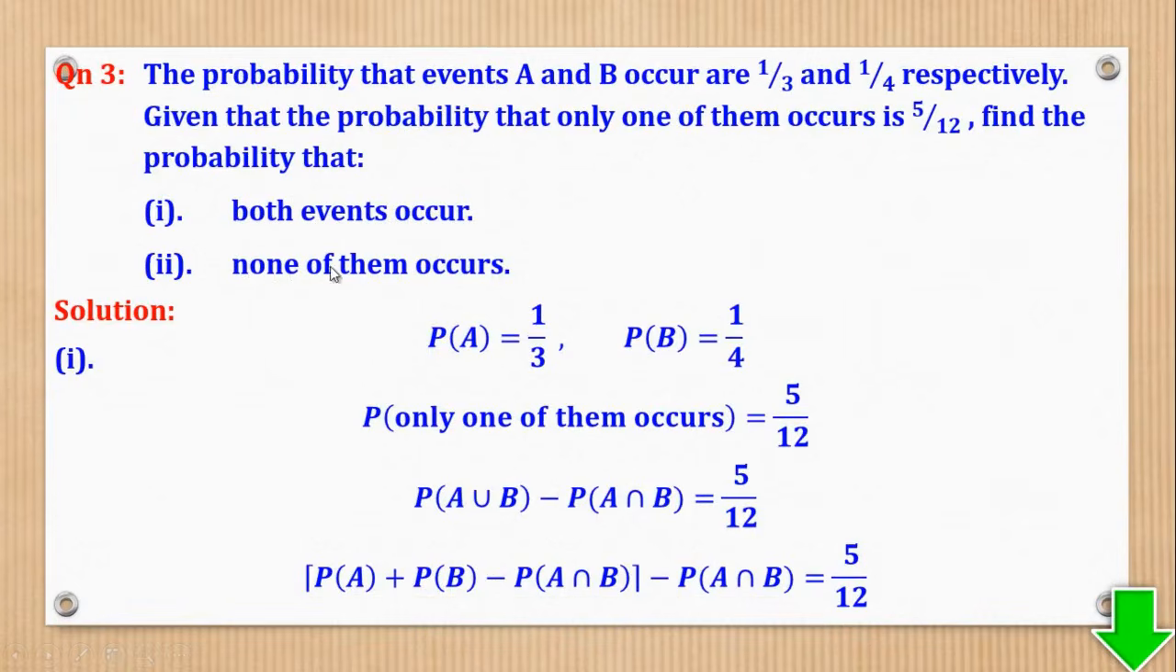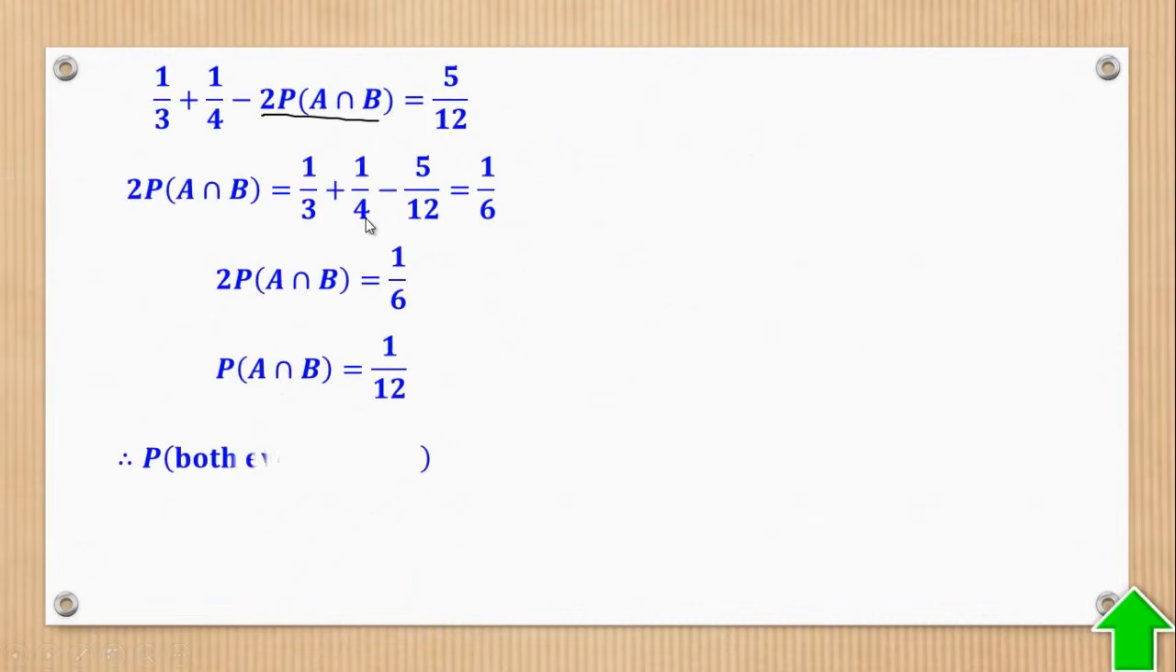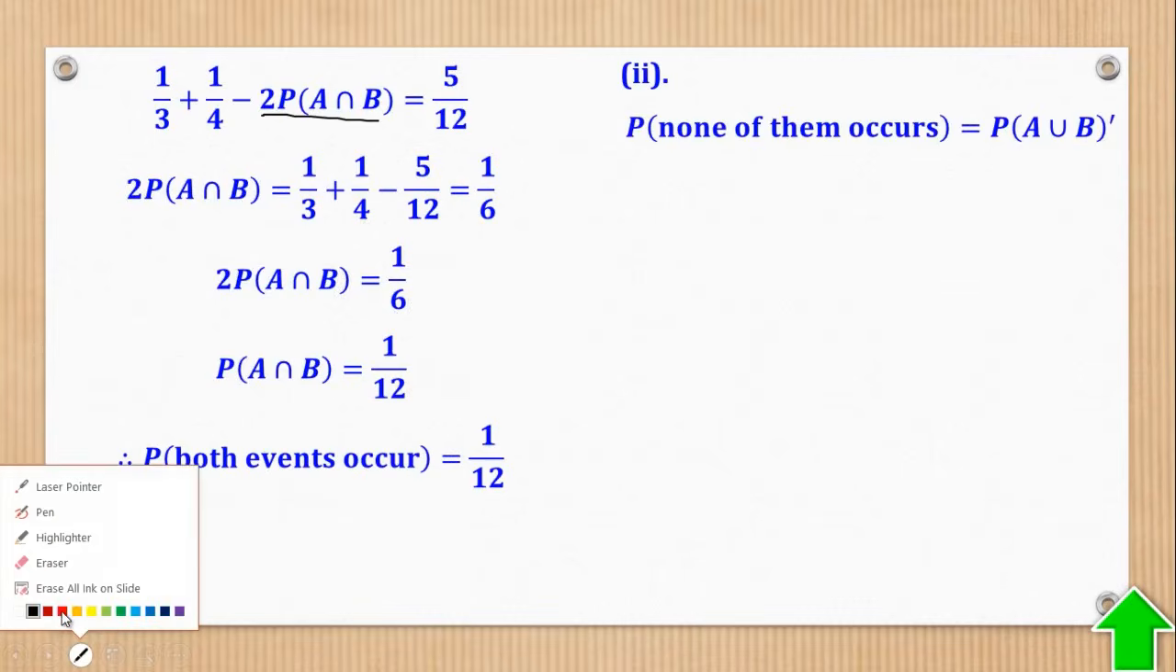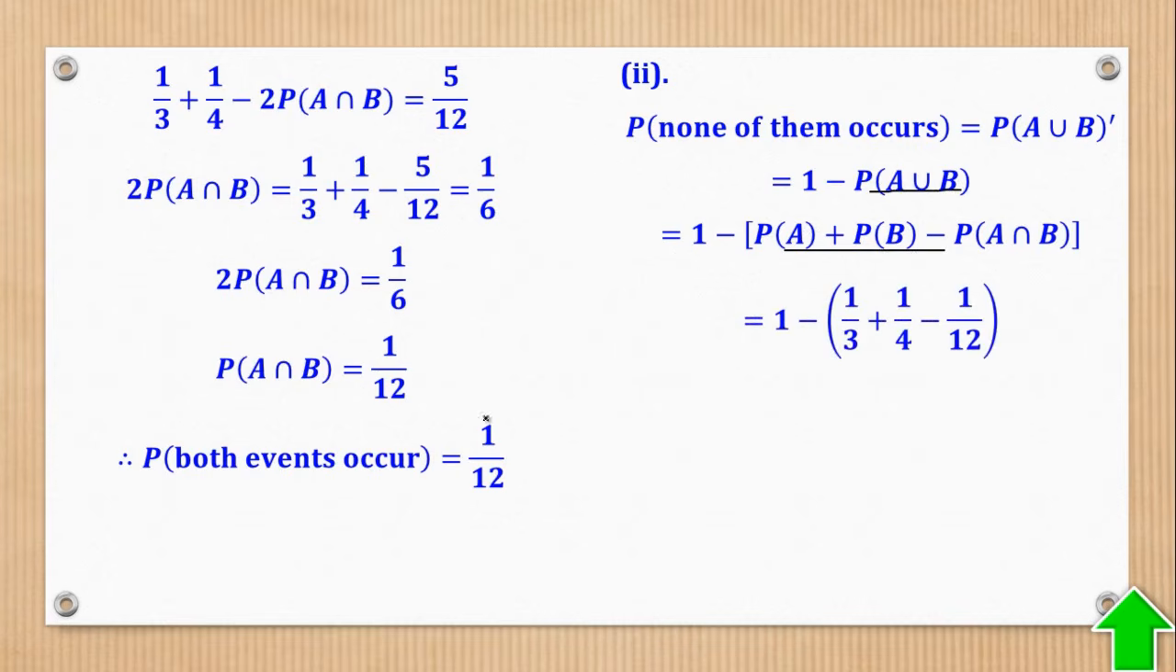What about the probability that none of them occurs? None of them means neither A nor B. Which is this, neither A nor B is given by that. And because the complement is outside, it means that it's the same as 1 minus probability of A union B. So expand this A union B to give you this, then substitute. Because the good thing, we now know the intersection, and then I'll come up with a half as the answer.